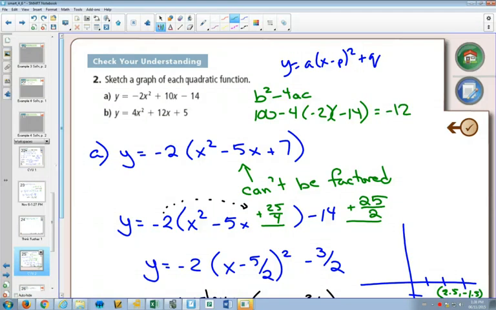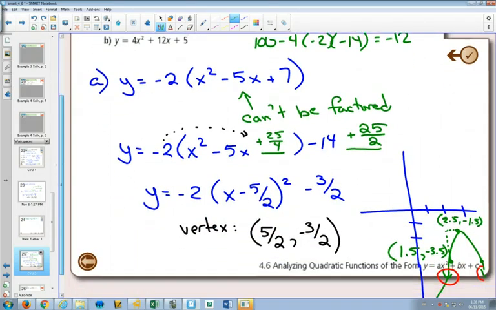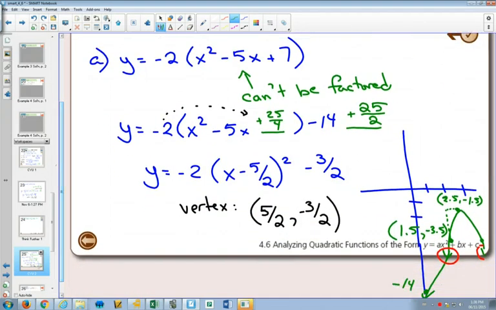And if you get negative 12, what does that tell us about a discriminant? There's going to be no real roots, no x-intercepts. Can you see in our graph that our graph has no x-intercepts? And if there are no x-intercepts, you won't be able to factor it.